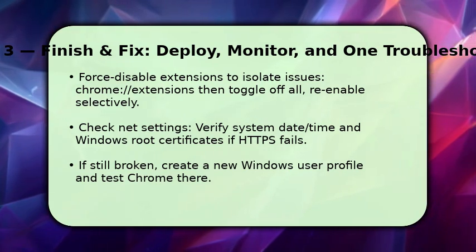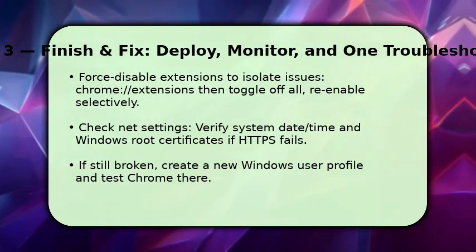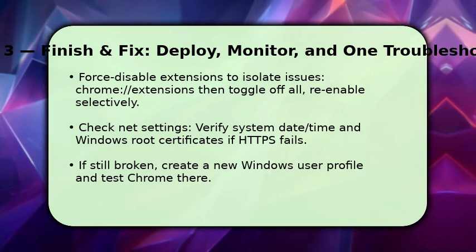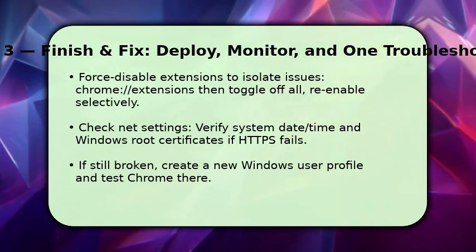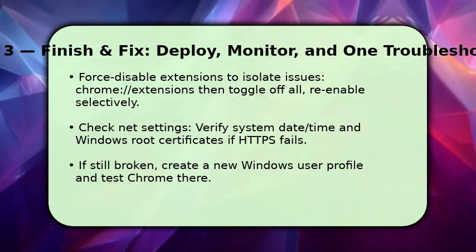You finish by isolating residual issues. Disable all extensions and restart Chrome, because one bad extension often causes crashes, then re-enable selectively to find the culprit. Make sure your system clock and Windows root certificates are correct, since HTTPS failures can look like a Chrome break.